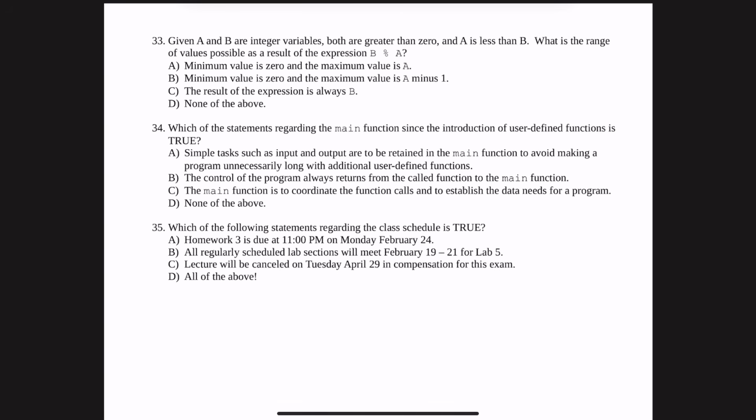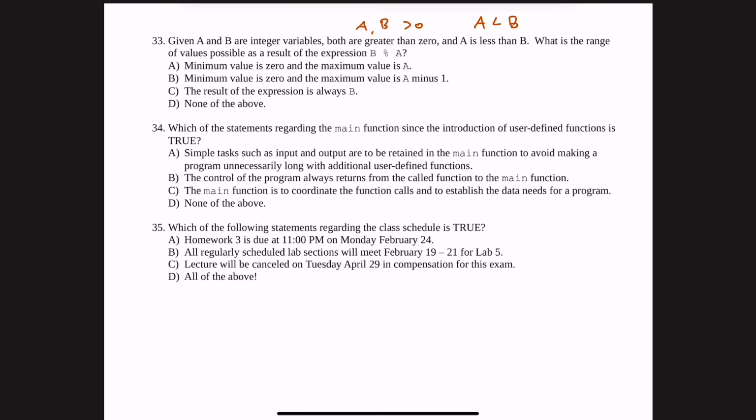Then moving on to questions 33 and 34. Given a and b are integer variables, both are greater than 0, and a is less than b. What is the range of values possible as a result of the expression b mod a? So a and b are greater than 0. A is less than b. So we have b mod a.